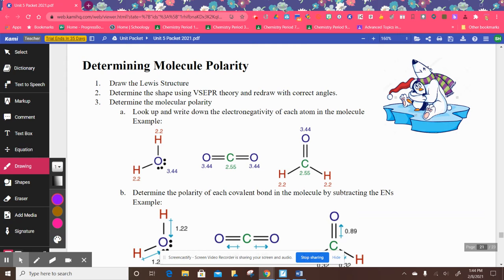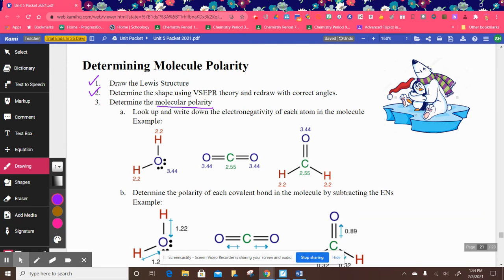So these are the general steps that you're going to follow. First step is you're going to draw the Lewis structure. So we know how to do that. We know how to figure out the shape using VSEPR theory and make sure you have the correct angles. Then the hard part is figuring out the molecular polarity.